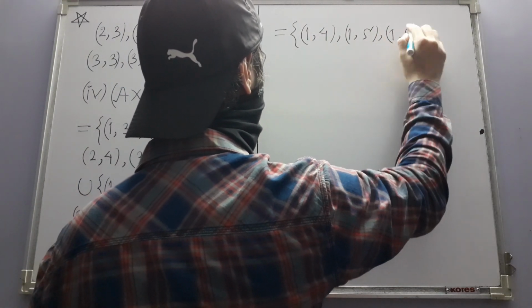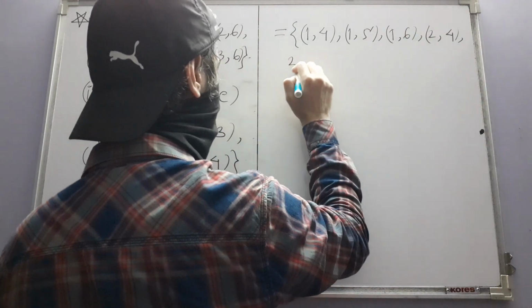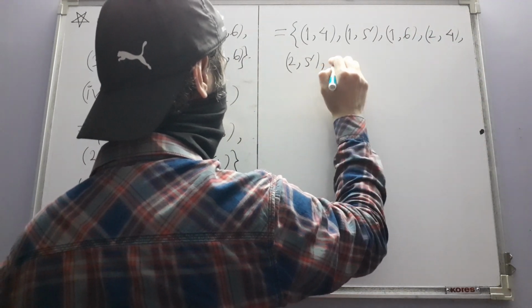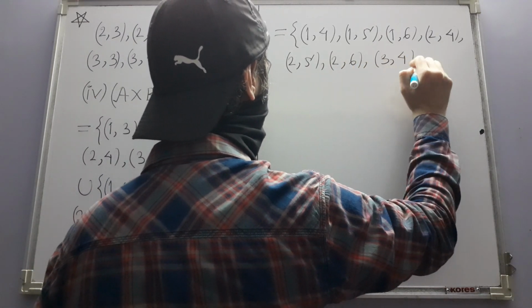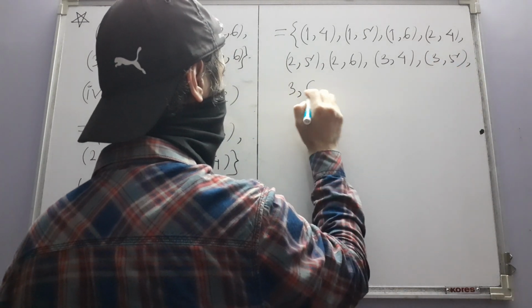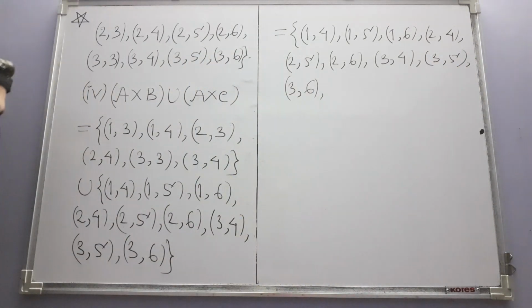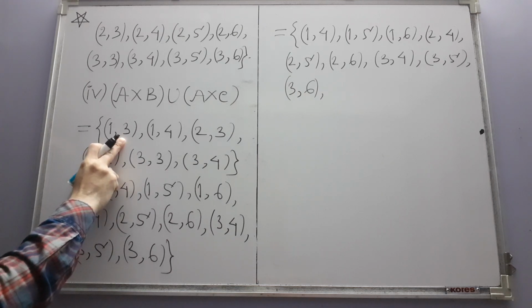1 5, 1 6, 2 4, 2 5, 2 6, 3 4, 3 5, 3 6. All right, and then we see if we have anything extra here.